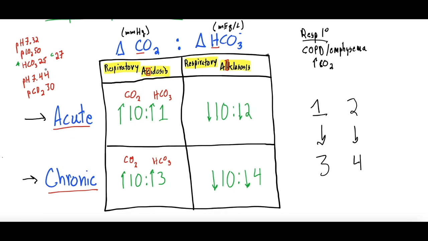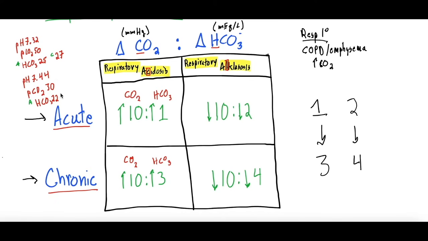So for an acute respiratory alkalosis, the metabolic compensation, you would expect for every 10 decrease in the CO2, the bicarb to decrease by 2. Normal bicarb is 24. So you expect the bicarb in a metabolically compensated acute respiratory alkalosis to be 22.